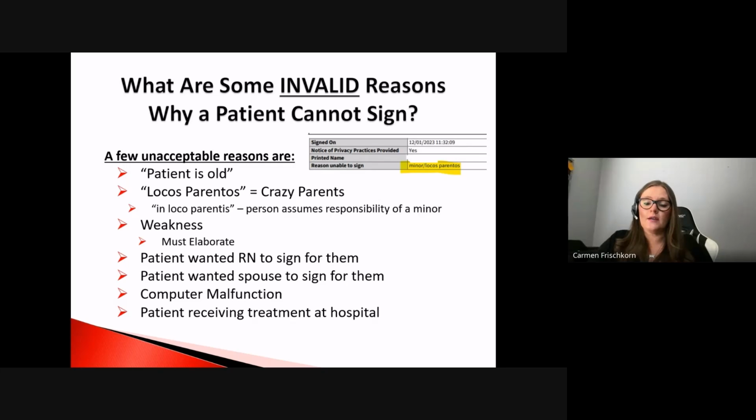You can refuse to sign if you're old, but you're still going to get a bill. Tremors due to Parkinson's, yeah, absolutely, or ALS, anything like that. If the patient is shaking and they're not able to hold a pen or sign, then absolutely, those are valid reasons.